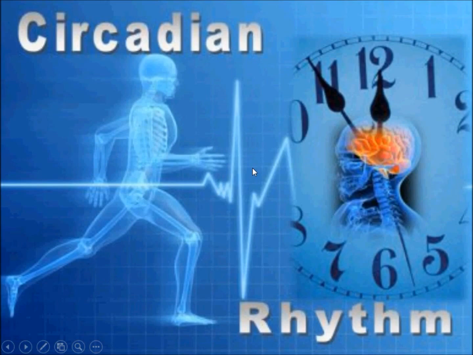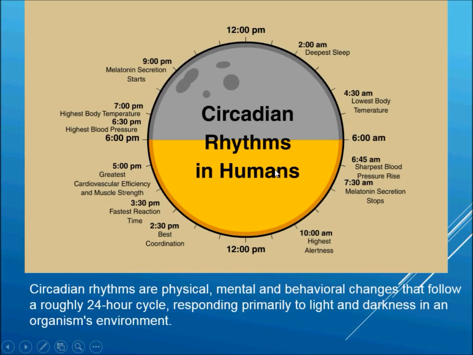Now, as I told you, its function is to regulate the diurnal rhythm of our body, and it acts as a kind of biological clock. That means it helps in maintaining the normal rhythm of the sleep-wake cycle and body temperature. That is known as circadian rhythm. Now, circadian rhythm in humans. Circadian rhythms are physical, mental, and behavioral changes that follow a roughly 24-hour cycle, which we call the diurnal cycle, that responds primarily to light and darkness in an organism's environment. So this is the circadian rhythm in humans.